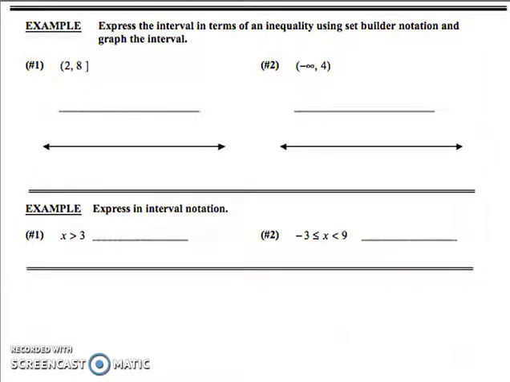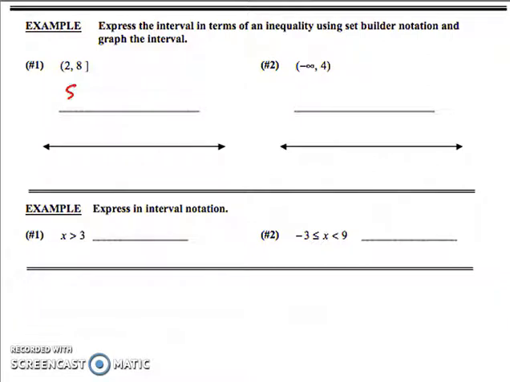So if we want to express the interval in terms of an inequality using set-builder notation, and then graph the interval, I notice that we have a rounded bracket on 2 and a square bracket on 8. That means that 2 is not included, and 8 is included.